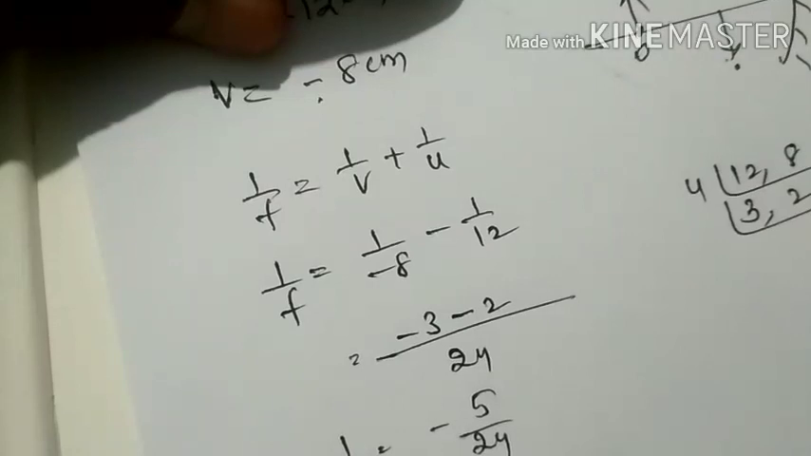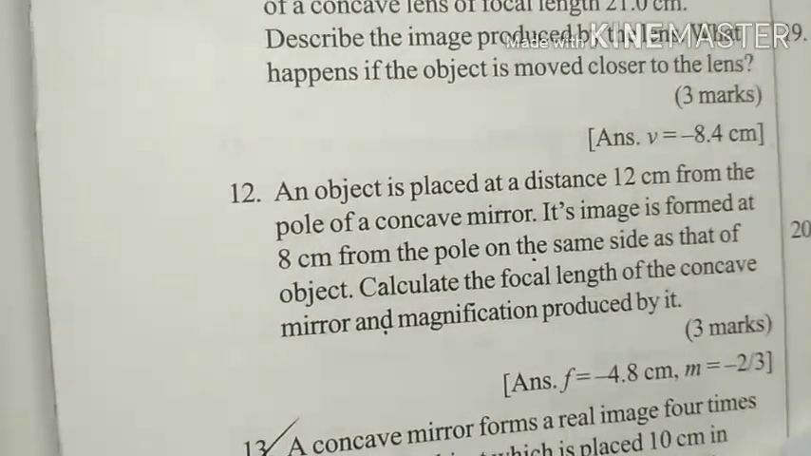So f is minus 24 by 5, which is minus 4.8 centimeters. Minus means what type of mirror it is? Concave. The answer is concave. And what is the magnification produced by it?